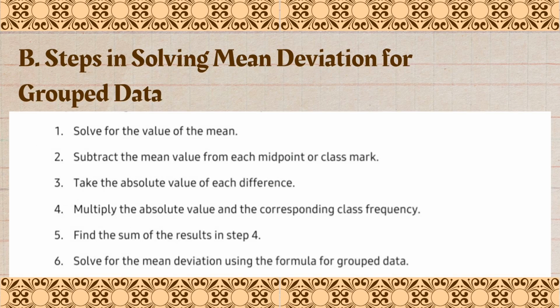Steps in solving mean deviation for grouped data. Number 1, solve for the value of the mean. Number 2, subtract the mean value from each midpoint or class mark. Number 3, find the absolute value of each difference. Number 4, multiply the absolute value and the corresponding class frequency. Number 5, find the sum of the results in step 4. And number 6, solve for the mean deviation using the formula for grouped data.